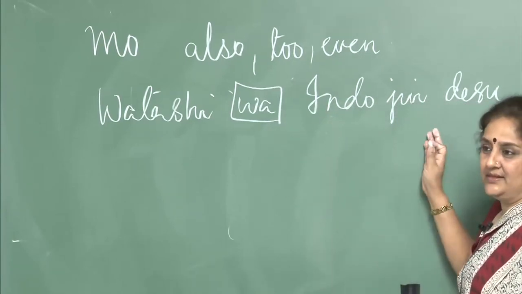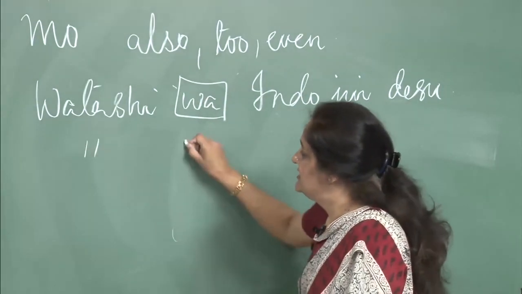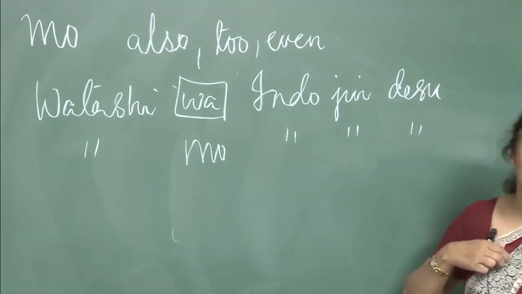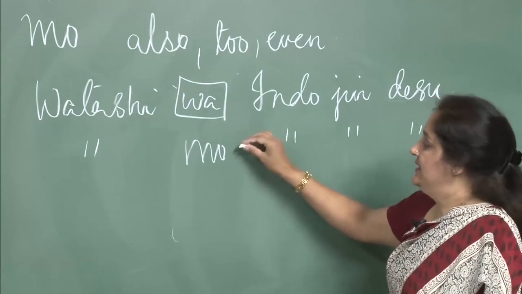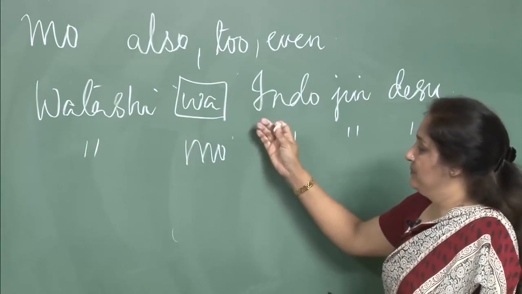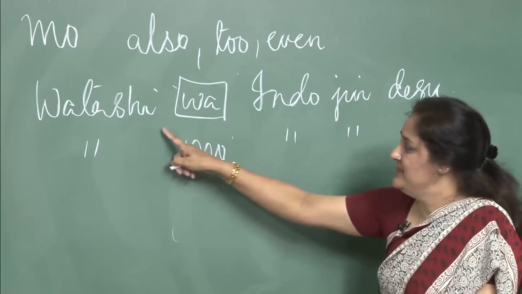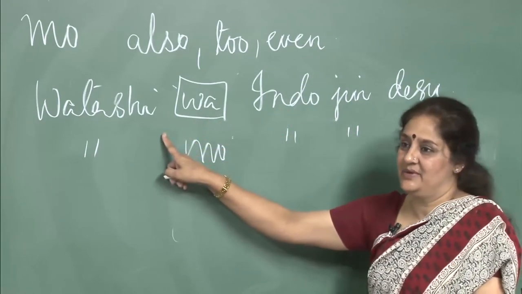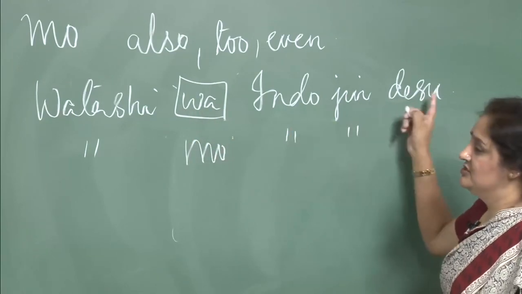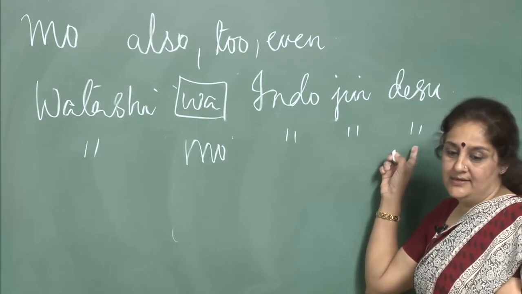Now, this has been said once, watashi wa Indojin desu. Now, if you are also Indian, then you can say watashi mo Indojin desu. I am also Indian. So, now you will notice that if you have to use particle mo, which means also or too, then a statement has to be given first, something has to be said which you are repeating. Watashi wa Indojin desu, watashi mo Indojin desu, I am also an Indian.